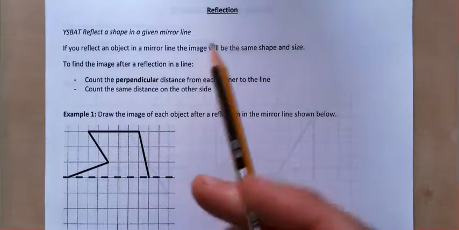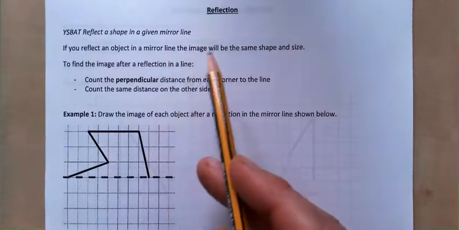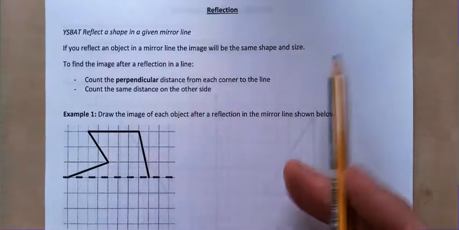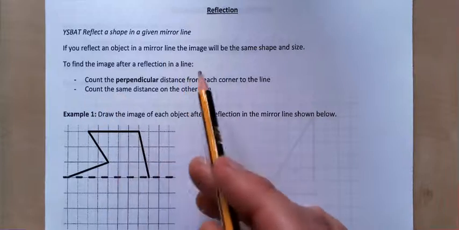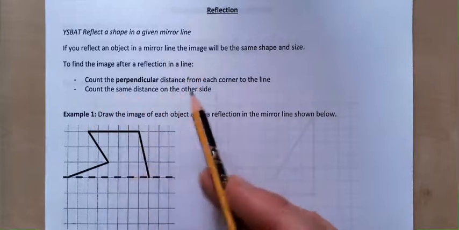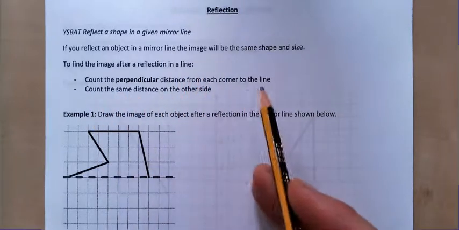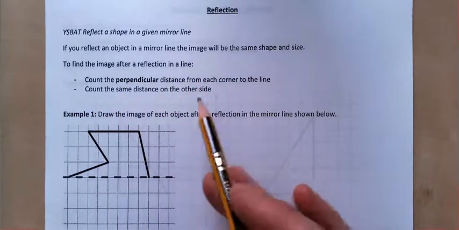If you reflect an object in a mirror line, the image will be the same shape and size. To find the image after a reflection in the line, count the perpendicular distance from each corner to the line. Count the same distance on the other side.